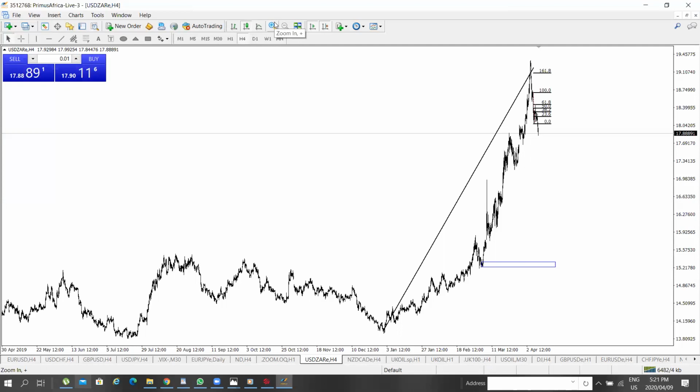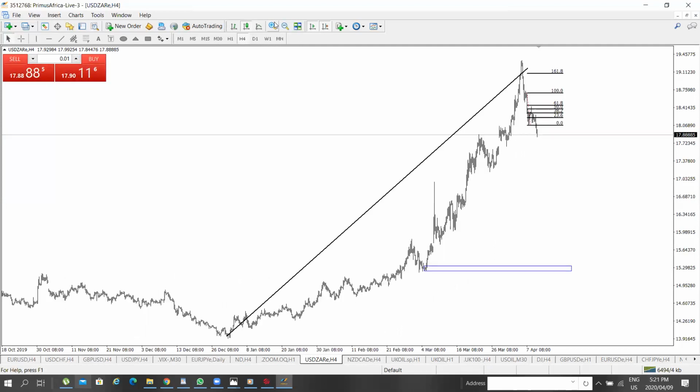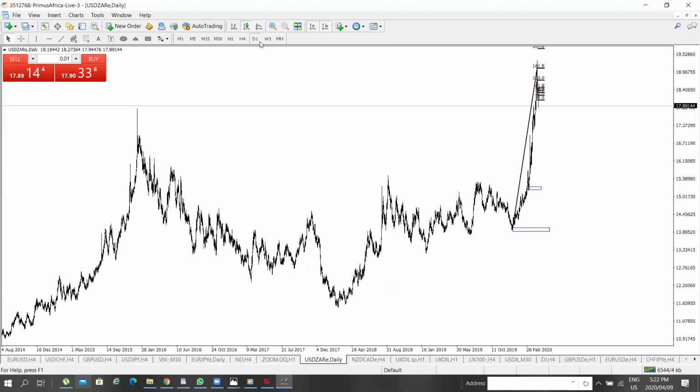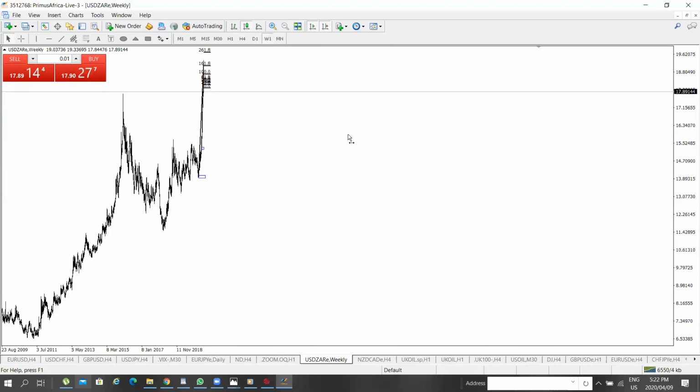So you can see that we got so many levels. This here is our strongest support, our strongest demand zone. So if price reaches this level here, what are we looking for? We are looking for buys only, right?